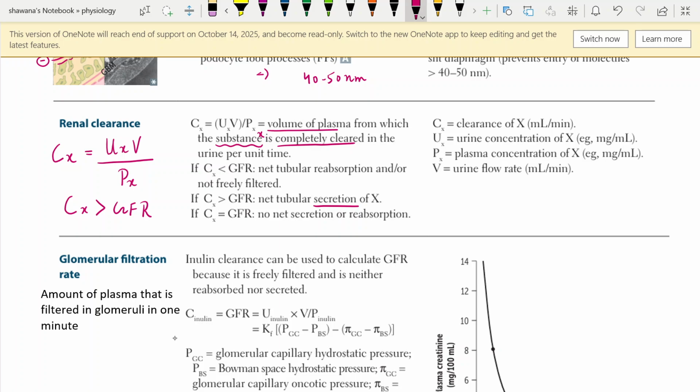of that substance. If clearance of the substance is less than GFR, it means that particular substance is being reabsorbed. There is tubular reabsorption occurring. And what if the clearance is equal to GFR? It means that there is no tubular modification, there is no net secretion or tubular reabsorption. That's exactly what we need to know about the renal clearance.